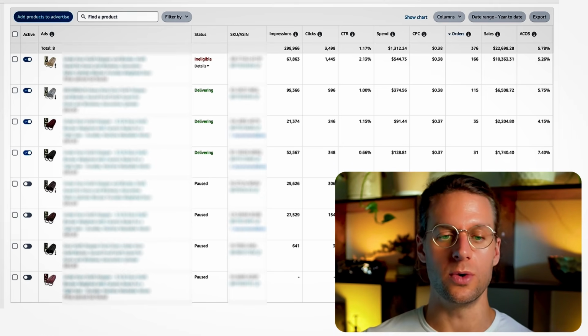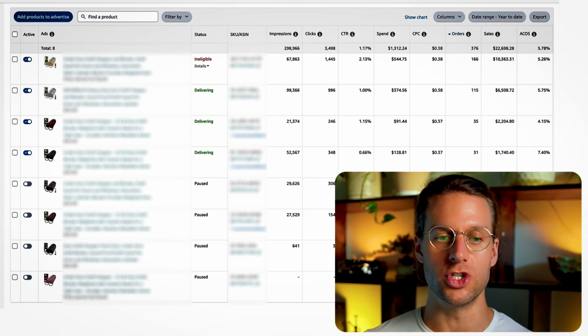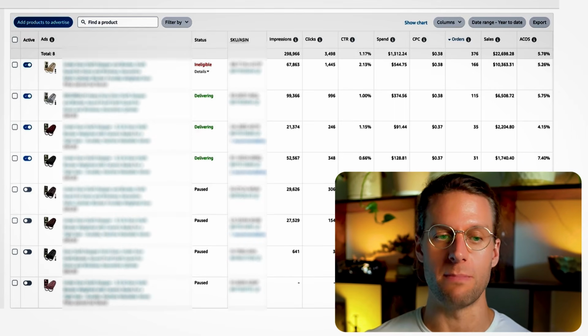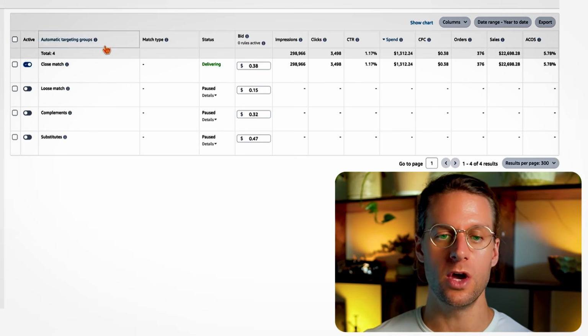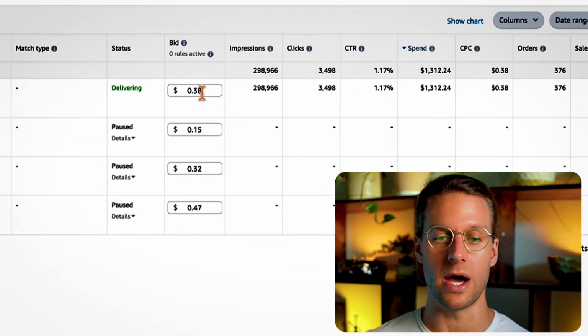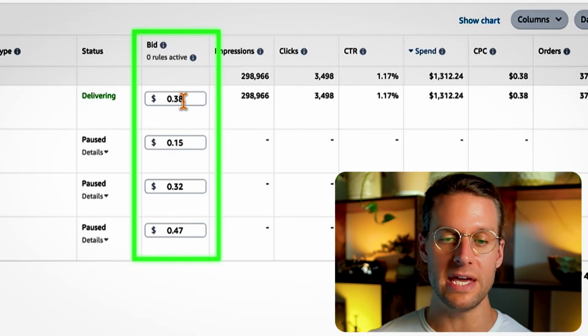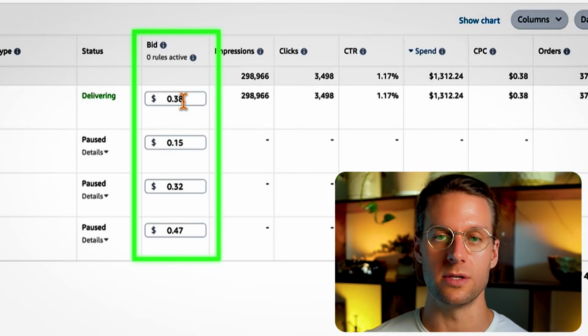Now, another thing you can do on the ad group level of an auto campaign is adjust the match types if there's a match type that's performing best. But for us, we like to segregate the match types into their own campaigns so that we have the most control over them. So right now we only have close match turned on, so there's nothing to really optimize here, except this is where we optimize the bid. Now the bid, there's a simple formula to determine what bid is the optimal bid for you.